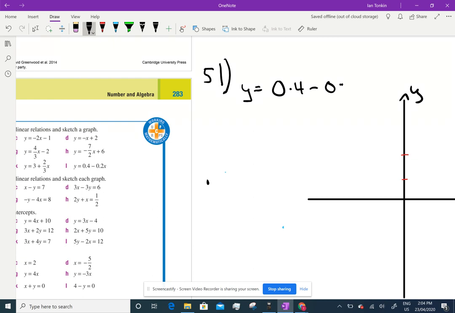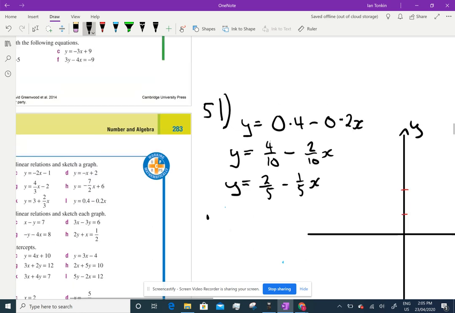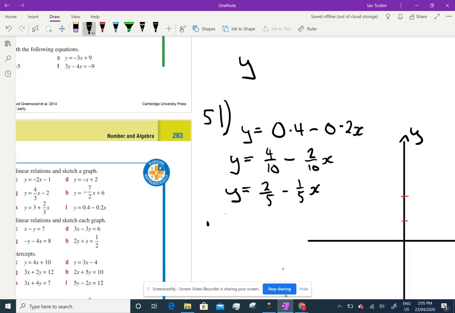Minus 0.2x. Now, I like it as a fraction, so I'm going to write this as a fraction. y equals 0.4 is 4 over 10 or 2 over 5, and minus 2 over 10 x. So I'm going to write that as fractions again. y equals 2/5 minus 1/5 x, but it's not written the way I like in the gradient intercept form, which is y equals mx plus c.